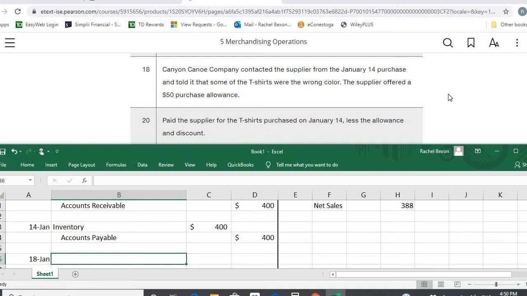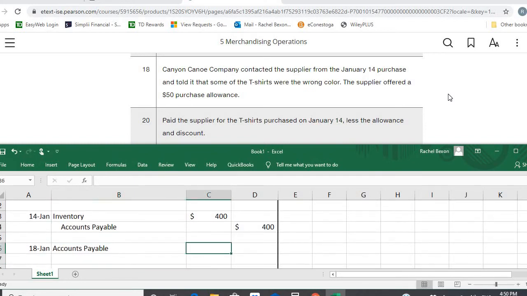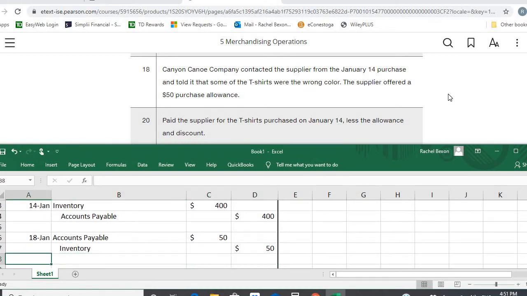What that does is it reduces the cost of inventory we have on hand. So we're going to record this reduction as a reduction to accounts payable. The reason it's not getting paid in cash is because it was already an outstanding account, and the amount that it will be reduced is $50. This reduces the value of inventory. So we're going to credit the inventory account equivalent to the amount of that allowance.